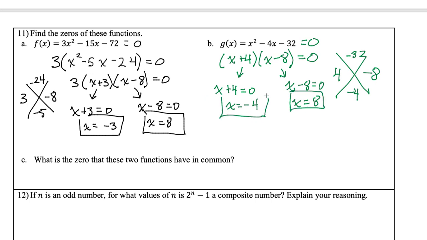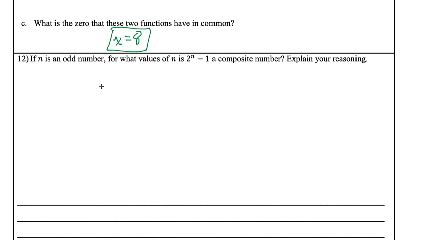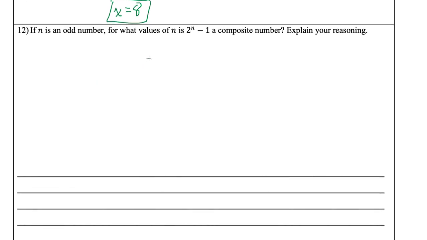All right, and then finally, part C, what is the 0 that these two functions have in common? Well, 8. X equals 8. They both have an x equal to 8. All right, on to number 12. If n is an odd number, for what values of n is 2 to the power of n minus 1 a composite number? Explain your reasoning.